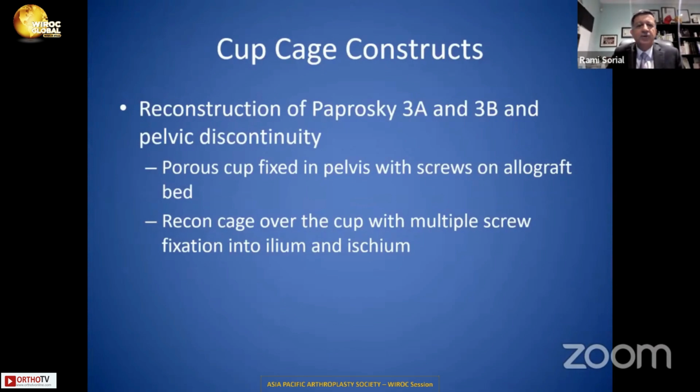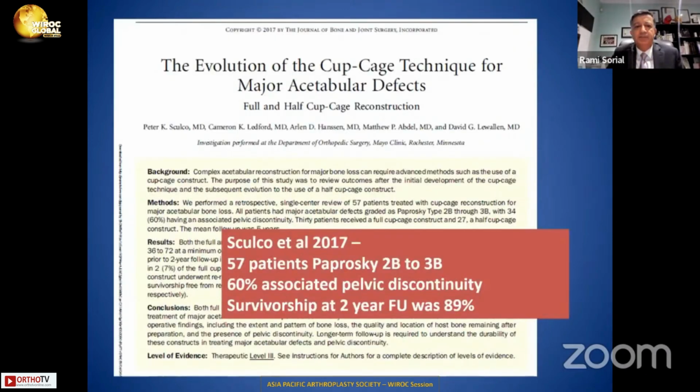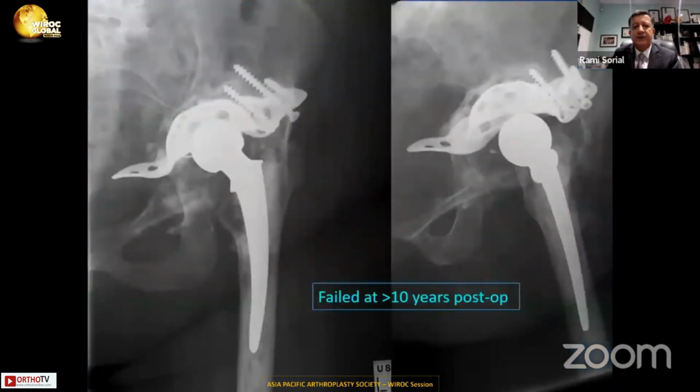The cup cage construct, reconstruction of Paprosky 3A and 3B for pelvic discontinuity as well. The porous cup is fixed in the pelvis with screws on an allograft bed, recon cage over the cup with multiple screw fixation to both the ilium and the ischium. Skulko in 2017 reported on 57 patients with Paprosky 2B to 3B. 60% of those cases had associated pelvic discontinuity. Survivorship at 2-year follow-up was 89%. That's a good outcome for these complex cases.